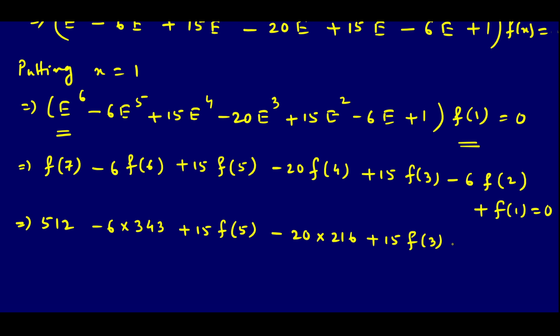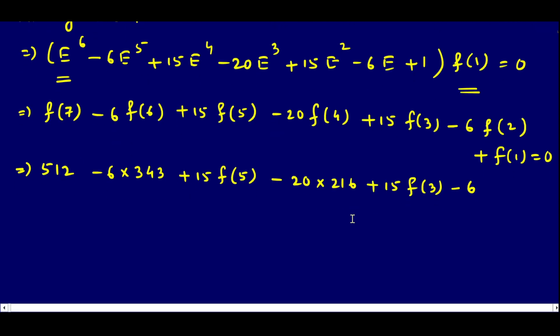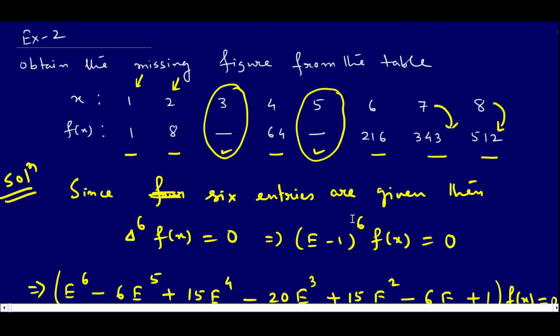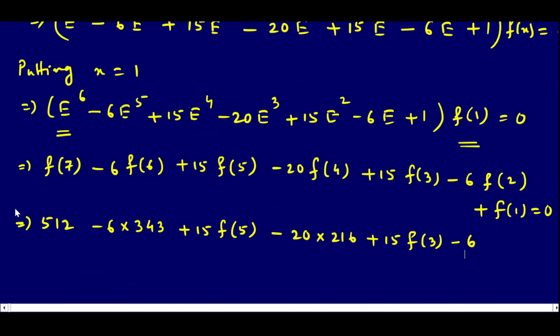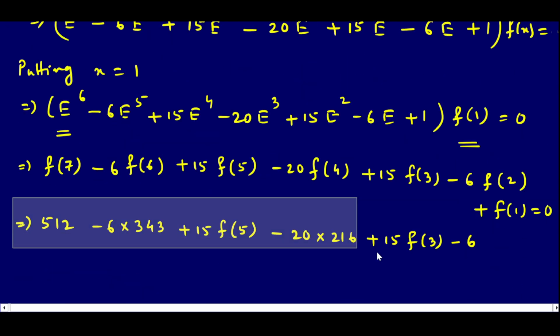F of 4 we have written, 15 f of 4, minus 6 into f of 2. Okay, I made one mistake. You see, f of 7? Okay, f of 7 is 343. So I had put the value of f of 8.